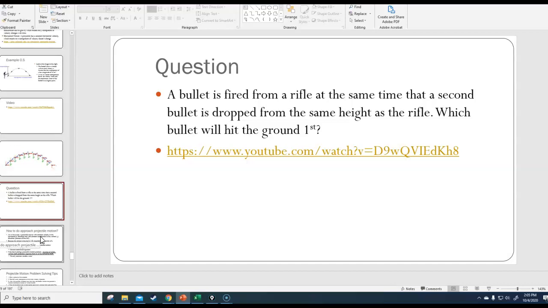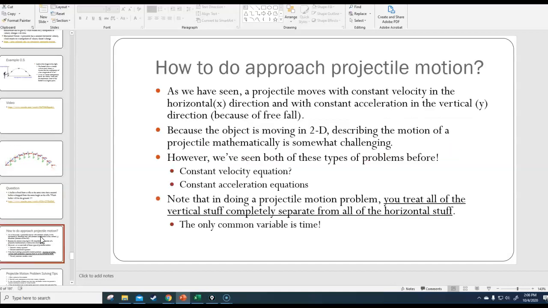Now, of course, if you point the rifle towards the ground, then the velocity is going to have a y component, and the one that is dropped is going to have a y component of 0, so obviously if you point the gun at the ground, that one's going to hit the ground faster. So this is assuming that the rifle is initially fired horizontally. So let's do calculation problems now.